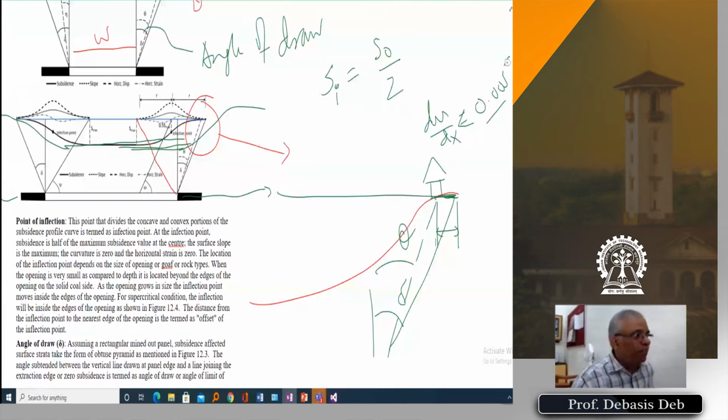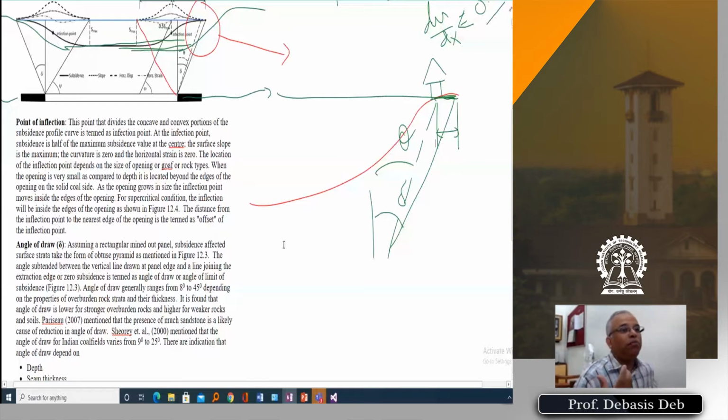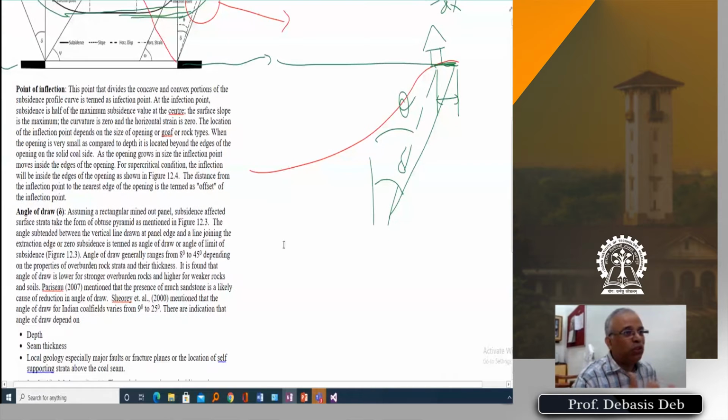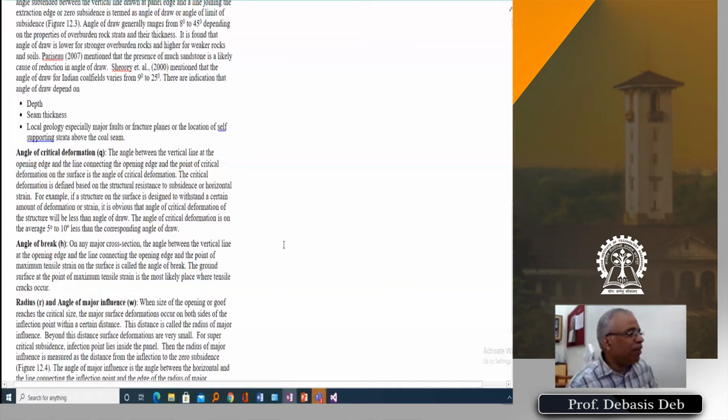This is very important because a lot of court cases are being fought because of this 2-3 degree. But 2-3 degree is very little to somebody, but when you plot it on the surface, it's a huge area we are talking about. Then there is something called the angle of break. And then there is a radius and angle of major influence.